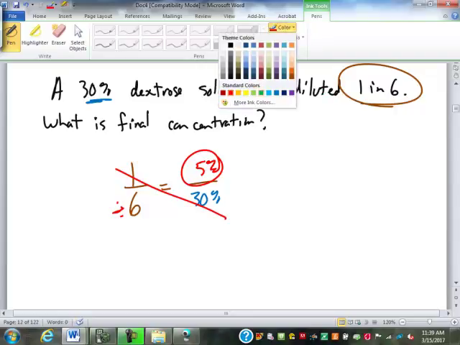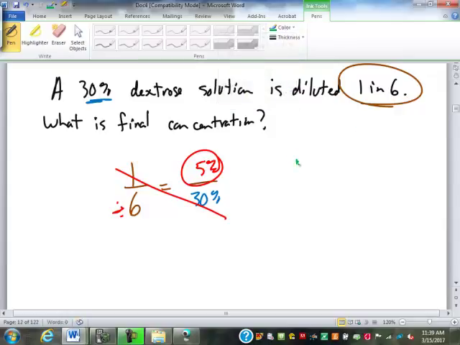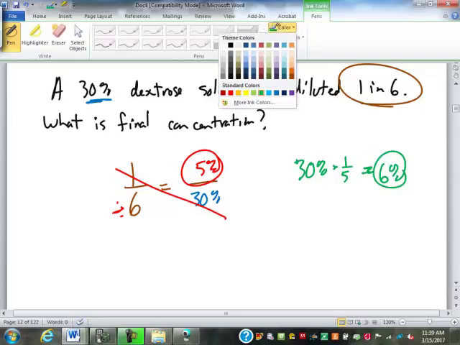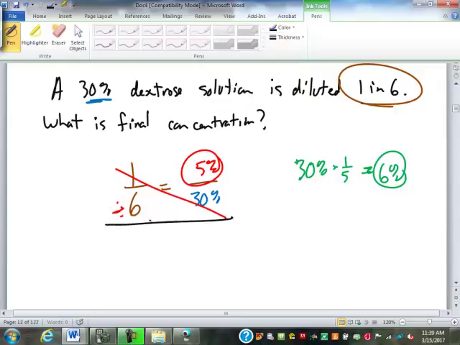Now another way that it could be done, and the way that the textbook often does it, is just this. They take your percent times the dilution fraction, 1 in 6, which also gives you 5%. Like I said, I stick with this proportion because this proportion is more consistent with things we're going to be doing later on in this unit with our dosage calculations.